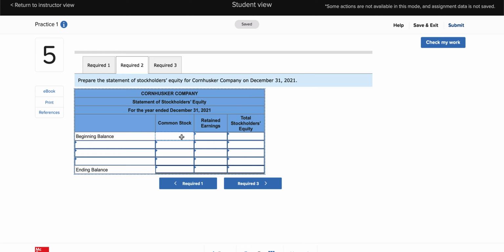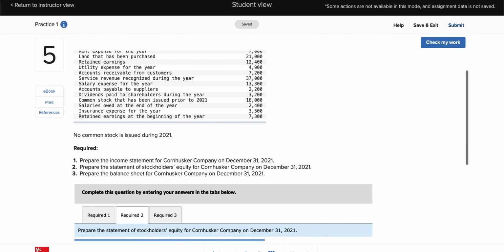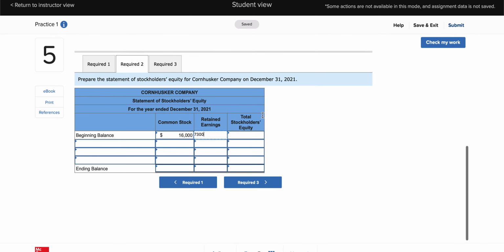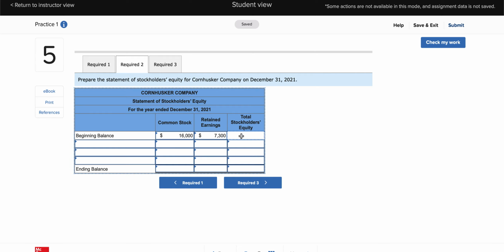Okay, get back to my numbers here. I let my camera screen go out. So my beginning balance again was $16,000. The retained earnings beginning balance was $7,300, and that's given to us here. So my total stockholders' equity at the beginning of the year is $23,300.